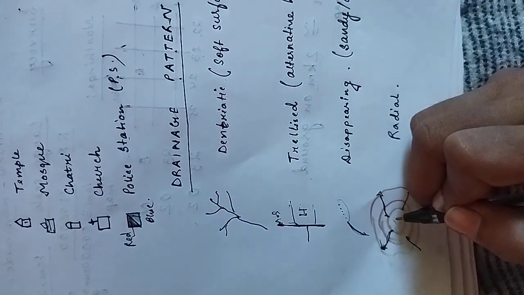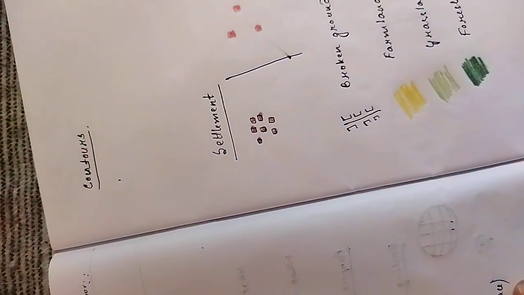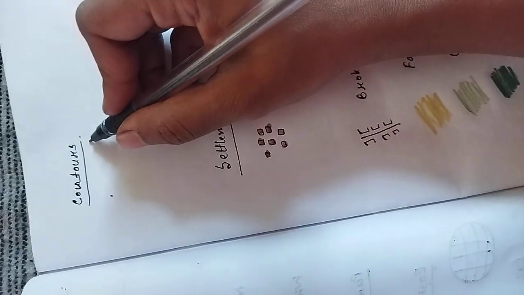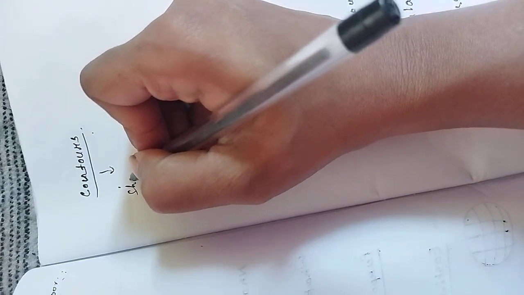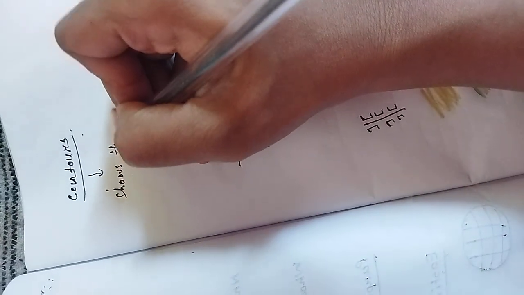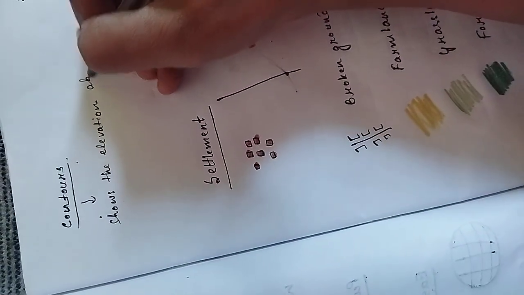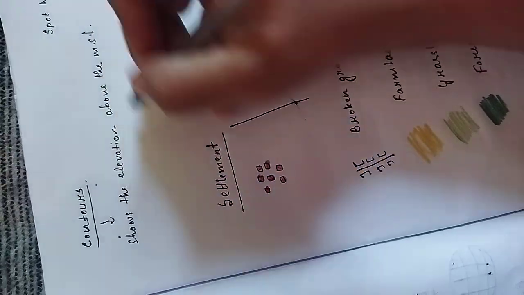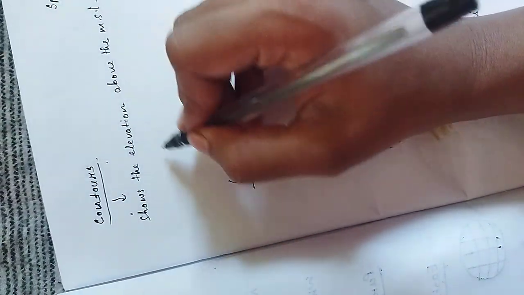Now when it comes to the radial drainage pattern, these lines are the contours. Contours are one of the most important things to understand in a topo sheet or in geography also. It is a most important concept, where these lines show the elevation above the mean sea level, or MSL. So above the sea level, each line has the same elevation all over the place.